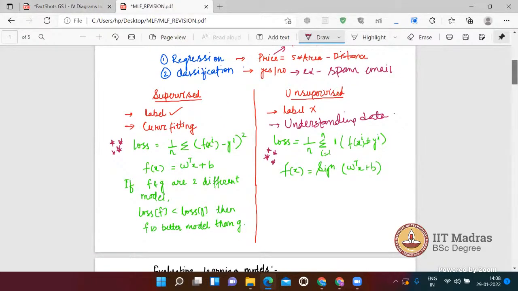If you have to calculate the loss, this is the loss formula for supervised learning. Here n denotes the number of observations you have. On the basis of loss we can judge the models. For example, if we have developed 2 models, F and G, and we calculated the loss for both and concluded that the loss for F is less than the loss for G, that tells us which model is better. So if the loss for F is less, then we can say F is better than G.